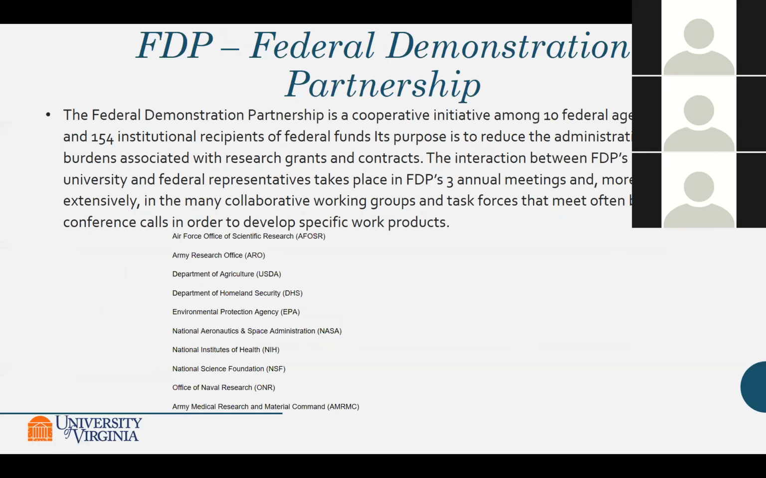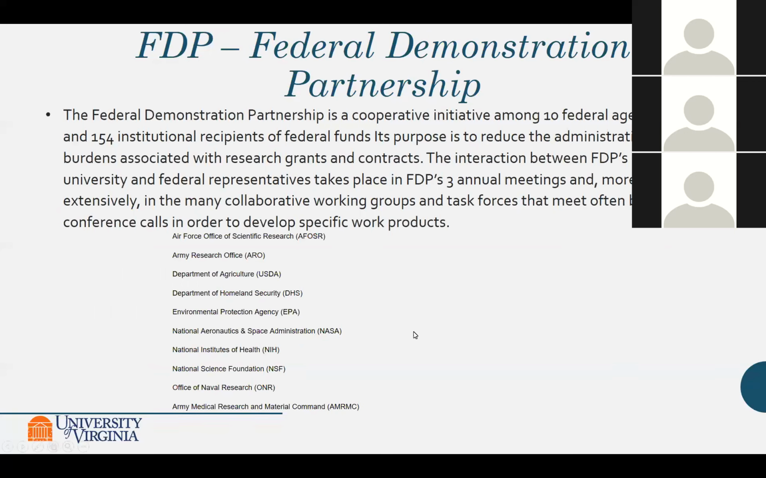And getting close to the end, FDP, the Federal Demonstration Partnership. It's a cooperative initiative with 10 federal agencies and 154 institutional recipients of federal funds, including UVA. And the purpose is to reduce the administrative burden associated with research grants and contracts. There's a host of annual meetings and working groups.